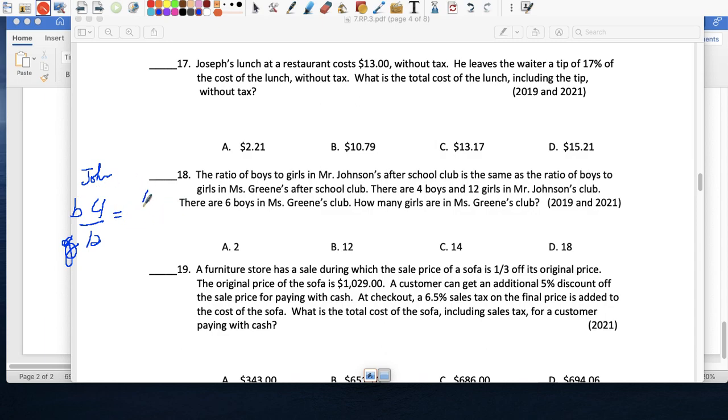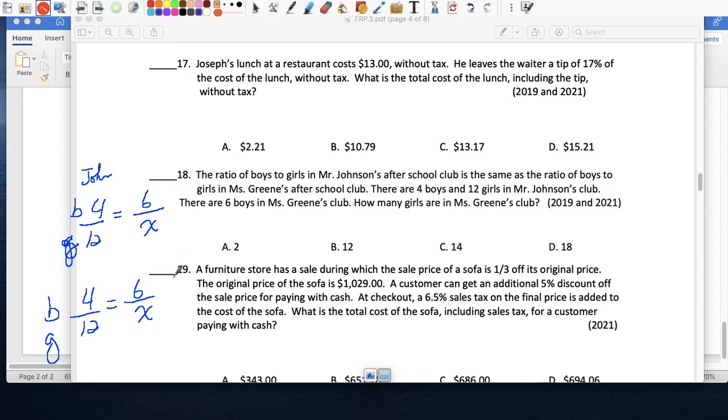There are 6 boys and x girls. So let me do it again. 4 over 12 boys and girls. In the other class, we know that there's 6 boys, but we don't know how many girls. So there's your proportion. So you can cross multiply.